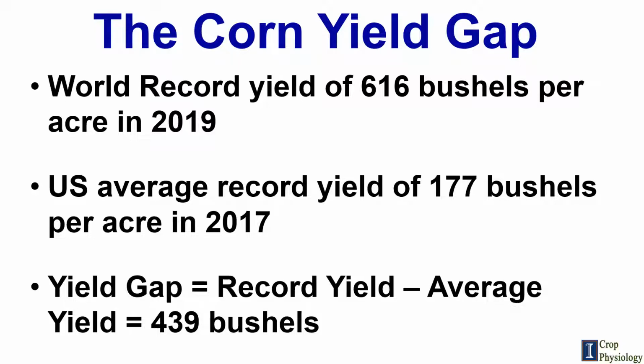So the world record is 2.5 times the average US yield. So there's a lot of potential here. That 440 bushels, now that 616 is pretty high. And when you do the math on number of kernels per ear per plant, it starts to get a little bit harder to call reasonable, right? But why can't we get that US average to 200 bushels or 250 bushels? There's a lot of room for improvement. And it all comes down to how we manage our crops.